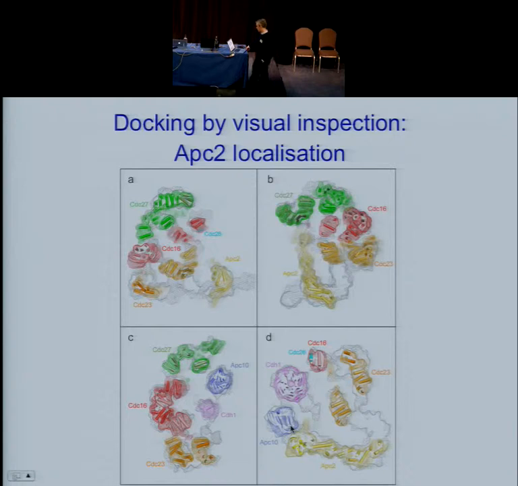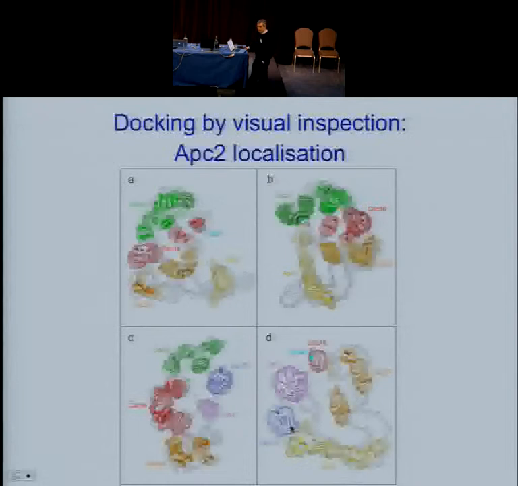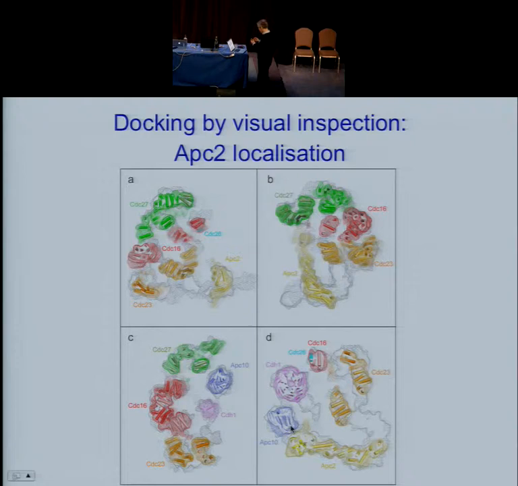And the second approach we used was to dock models by direct docking into EM maps by visual inspection. And this is possible when regions of the EM map show strong features characteristic of the atomic models of the structures. And so we applied this approach to APC2, which is this Cullin subunit. And this approach is also facilitated when the majority of the map is assigned by the deletion approach, because that means there's only a limited amount of volume to search for the other subunits.